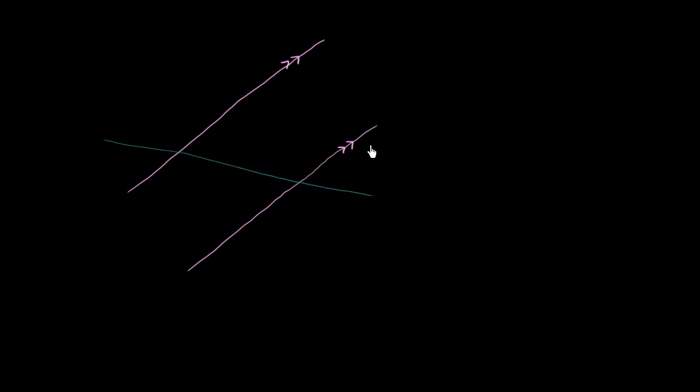So something like that. And now let's say that we're told that this angle right over here is 9x plus 88, and this is in degrees. And we're also told that this angle right over here is 6x plus 182, once again in degrees.